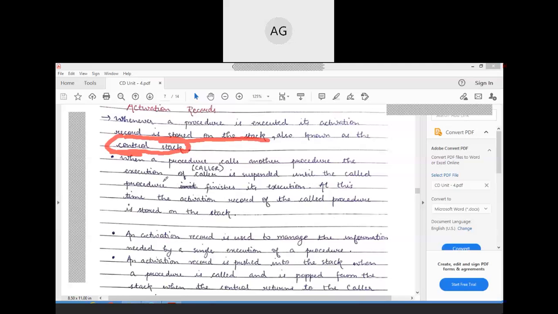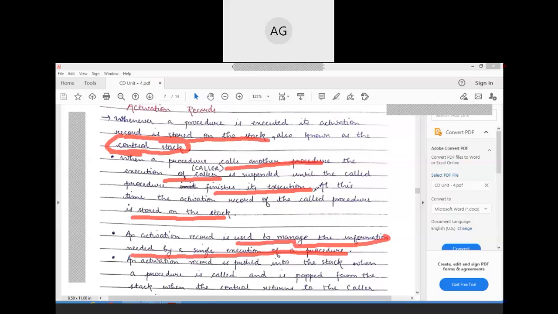So when a procedure calls another procedure, the execution of the caller is suspended until the called procedure finishes its execution. So same concept of parameter passing. At this time the activation record of the called procedure is stored on the stack. So an activation record is used to manage the information needed by a single execution of the procedure.